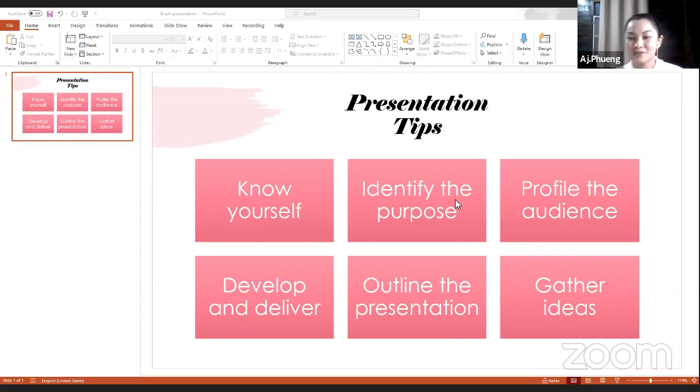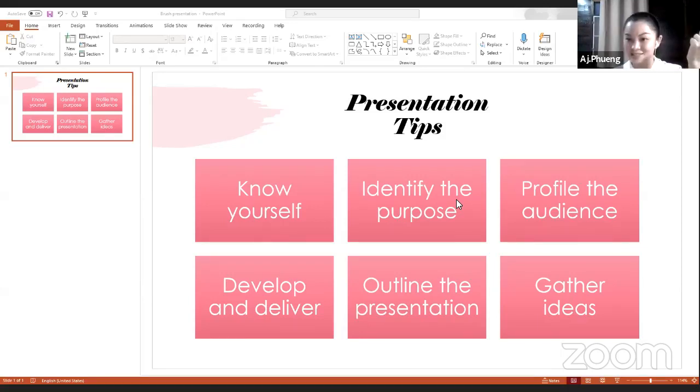The next one is identify the purpose. We need to know what the purpose of the presentation is. This presentation is for selling. This presentation is for scoring. Or this presentation is for the exam. You need to know that, the purpose. You need to know the purpose of the presentation. Then you will prepare it correctly.